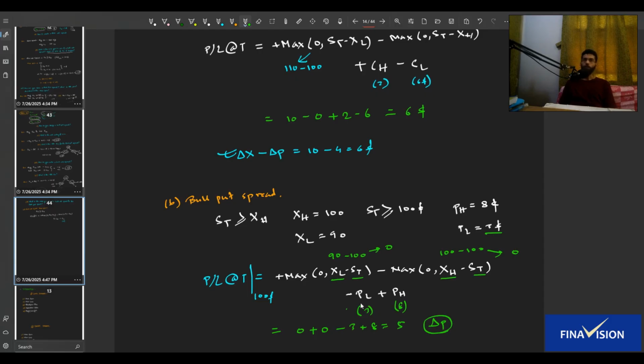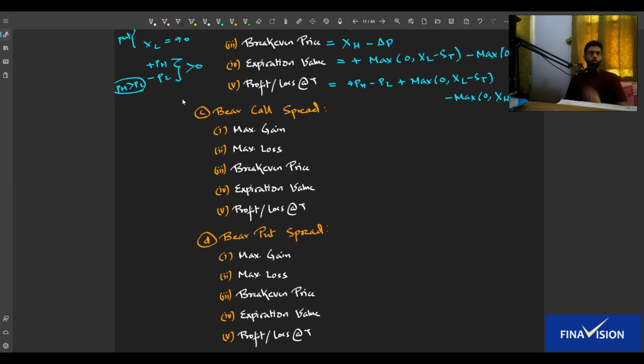Right, friends? Now we'll move into the bear call and put spreads. So friends, we have learned what a bull spread is. Now we have to understand what a bear spread is. In a bear spread, we are speculating that the price of a stock is going to go down, and based on the speculated downward movement, we want to make a profit. Like in bull spread, in bear spread also there are two kinds of spreads: a bear call spread and a bear put spread.